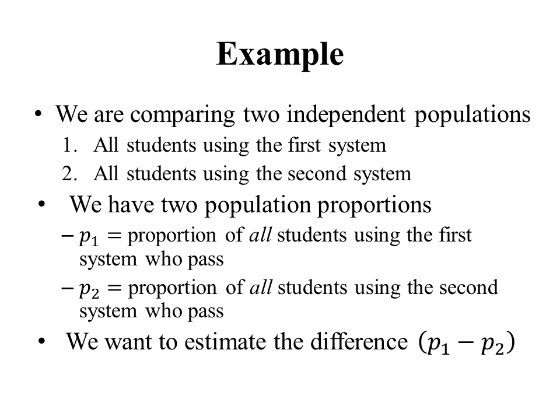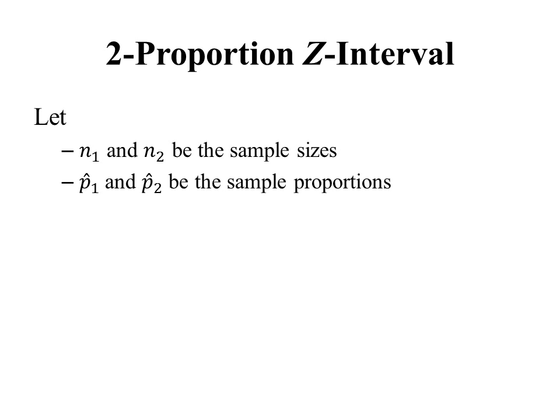Specifically, what we want to do here is estimate the difference between these two population proportions, P1 minus P2. If this difference is positive, then it would indicate that this first system is indeed better than the second system. If this difference were negative, then it would indicate the opposite.